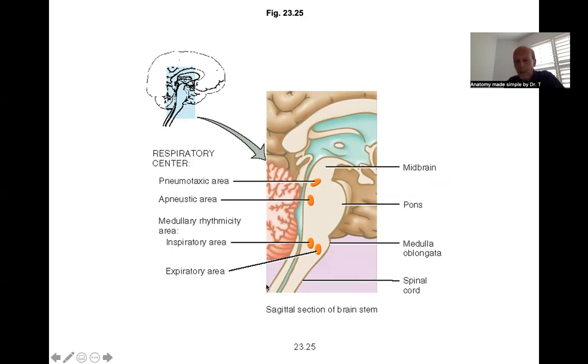This is the spinal cord, which upon its entry into the cranial cavity becomes the brain stem, consisting of the lowest part, medulla oblongata, the middle part being called the pons, and the uppermost part of the brain stem, which is named the midbrain or mesencephalon. Within the medulla oblongata, we find the medullary rhythmicity area, which has two controlling centers, inspiratory and expiratory area. So this is how it works.